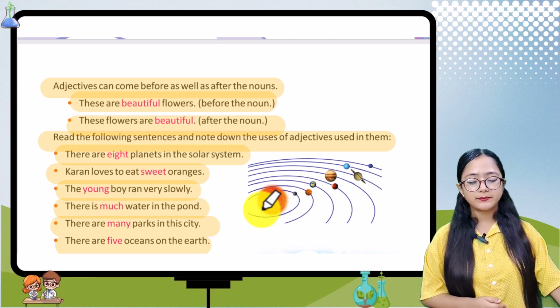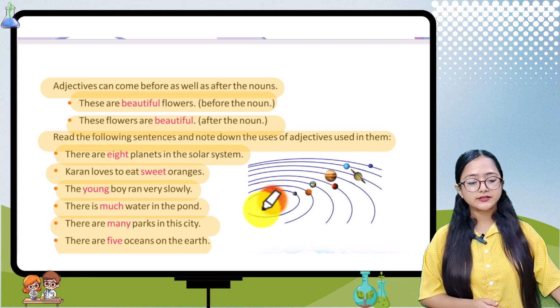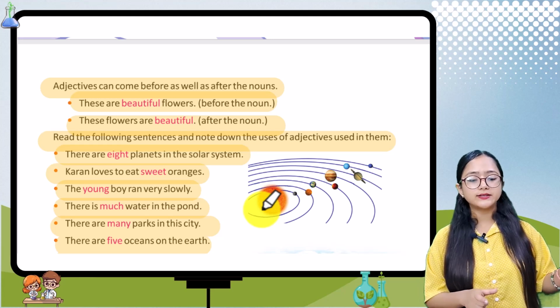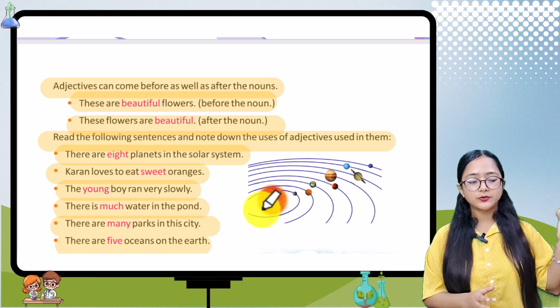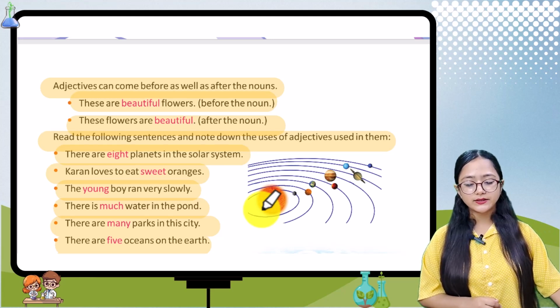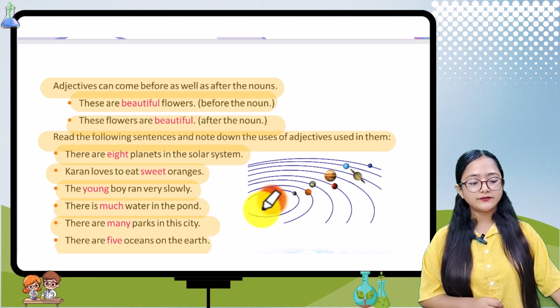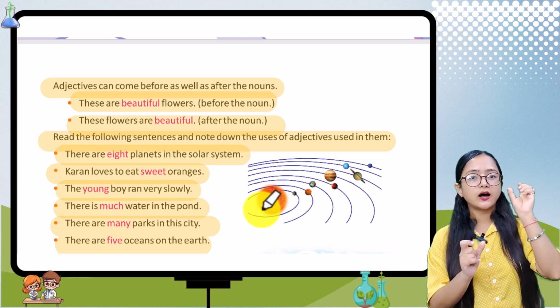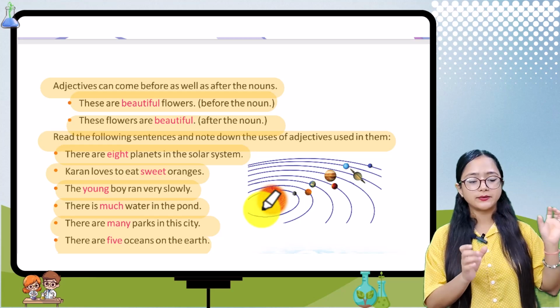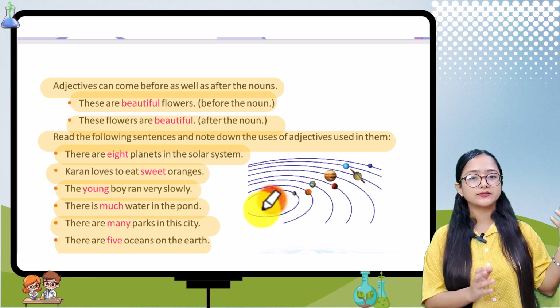Okay. For example, these are beautiful flowers. Before the noun, here you can see that beautiful comes before the noun flowers. Okay. So beautiful here is the adjective. Next one, these flowers are beautiful, after the noun. So here you can see in the sentence that after the noun flowers, the word beautiful is coming. Beautiful is what? That is the adjective, the describing word.